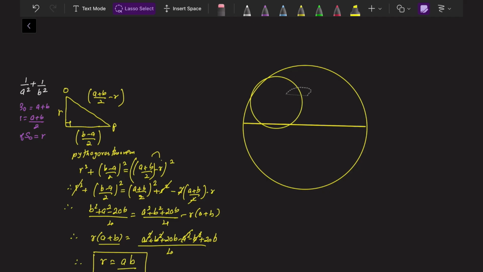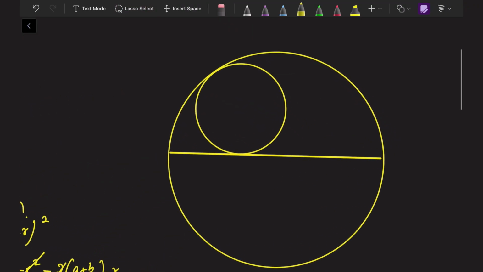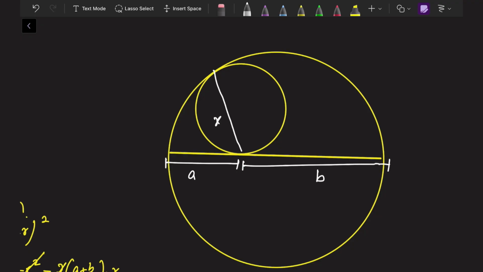Yes, beautifully done, and sorry for the time it took. Now what we were already having was the length from here to here as a, the length from here to there as equals to b, and this particular length was equals to x. Now what we will do is join this particular point over there and this particular point over here.